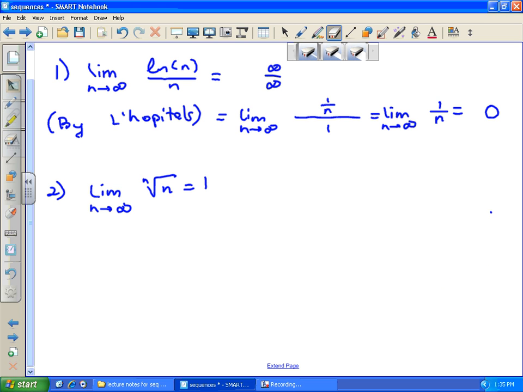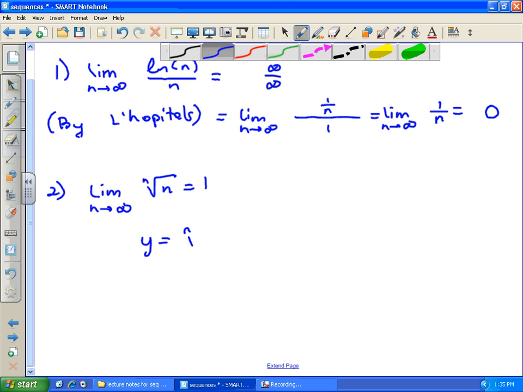Now, what do we learn in the chapter of L'Hopital's rule? If you have a variable base and a variable power, what was a good way to find a limit? I'll remind you something. Say, let y be equal to nth root of n. In other words, n to the 1 over n. If I need to find the limit of this, what was a good idea to do first? If you have a variable base and a variable power, what was a good idea?